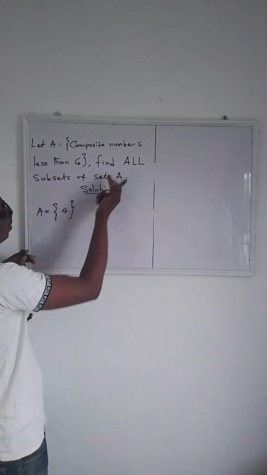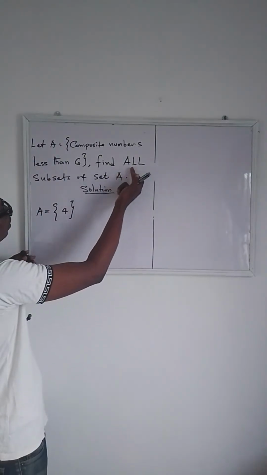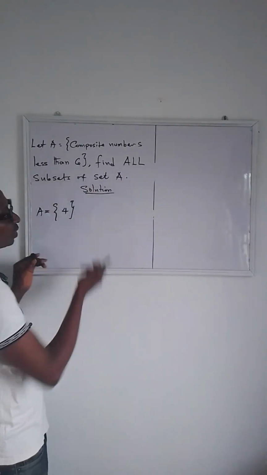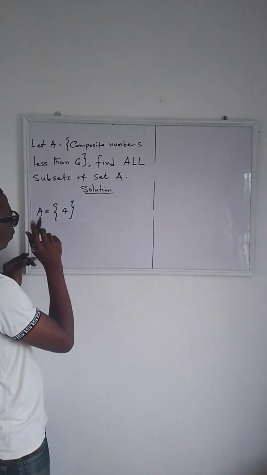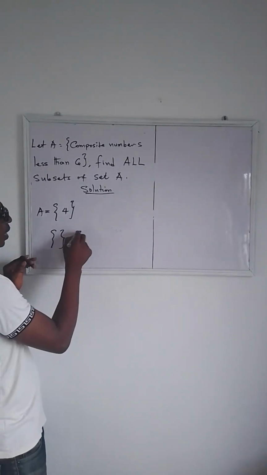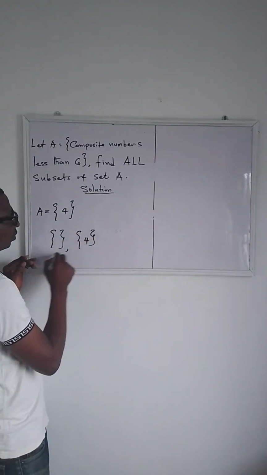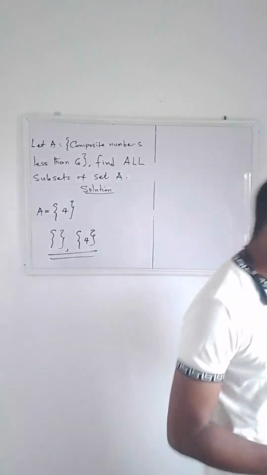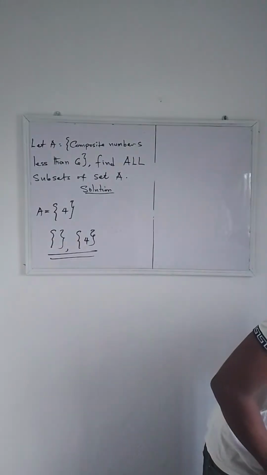Now what the question wants us to do is to find all subsets of set A. All subsets. The first one is an empty set, followed by set 4 itself. So this is the answer to that question. That is pretty simple.